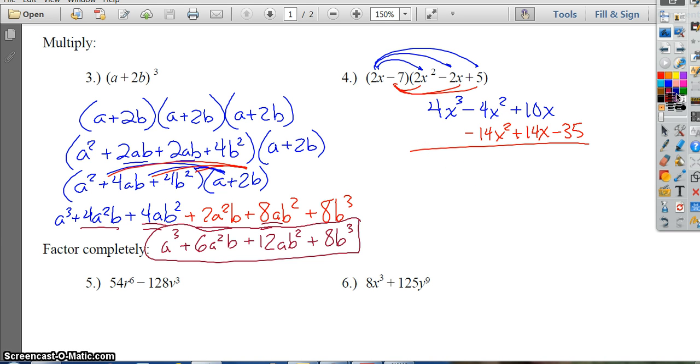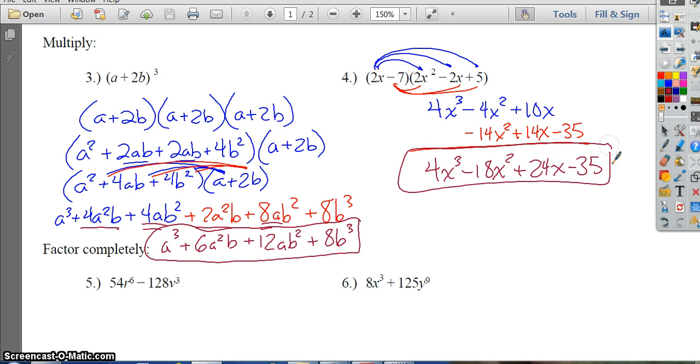Okay, I'm going to add these up vertically. 4x cubed minus 18x squared plus 24x minus 35. Good to go. And that's that. All right, factoring 5, 6, and 7.